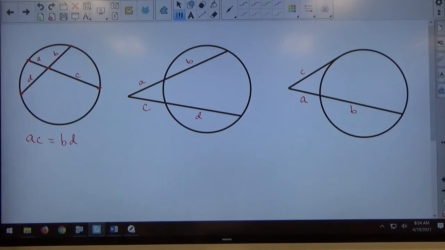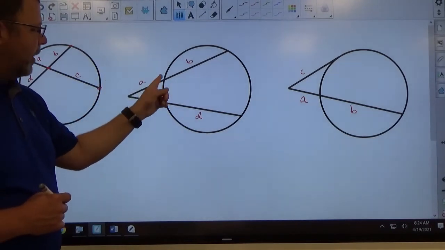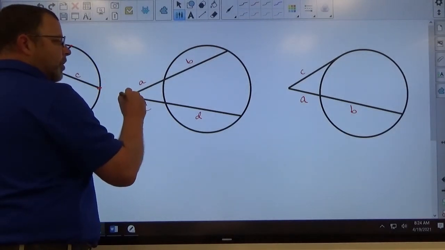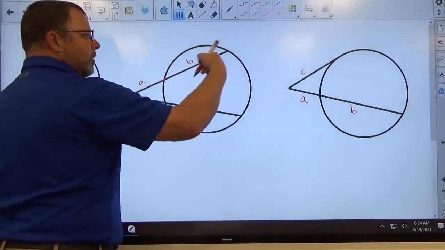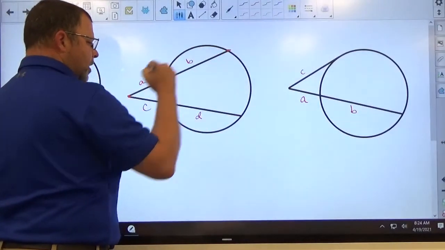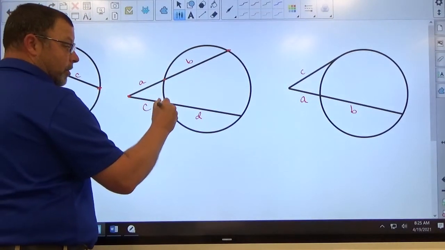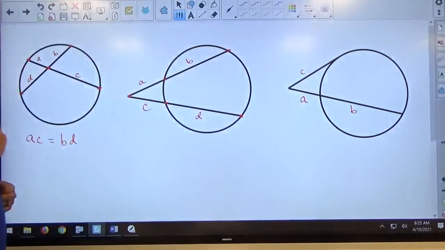Moving along to two secants, and we have the outside part and then the inside part. So A is the distance from the point of intersection of the secants to the edge of the circle, that's A. B is the length of the chord inside the circle all the way to here. And C is the distance from the point of intersection of the two secants to the edge of the circle. And D is the length of the entire chord inside the circle.